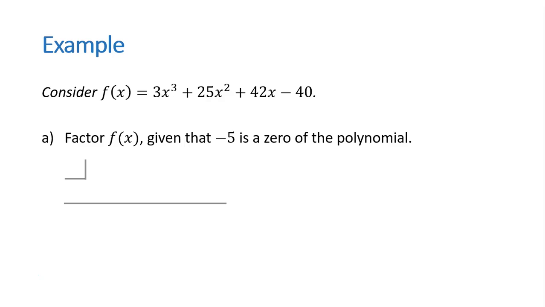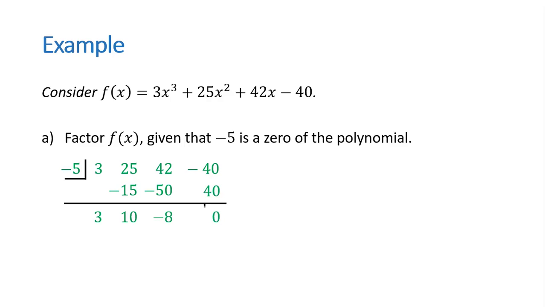So we're setting it up with synthetic division. -5 goes in the box. It looks like we've got all our terms, they're all in the right order, so I can just write my coefficients down. So bring my 3 down. -5 times 3 is -15. 25 and -15 is 10. -5 times 10 is -50. 42 and -50 is -8. And then -5 times -8 is 40.